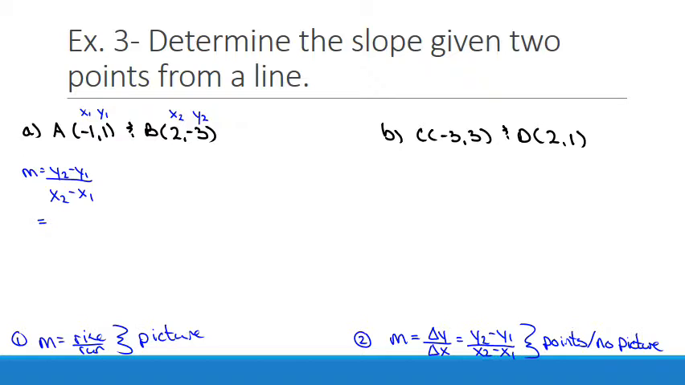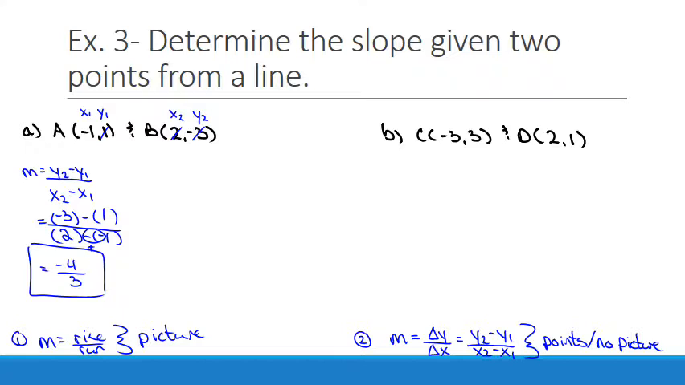All right, so once you know that, now it's just plug it in and work it out. So I'll use some open brackets here. I like to do that so I don't lose any signs. So y2 is negative 3. y1 is 1. x2 is 2. And x1 is negative 1. You can see here I have a sign to watch, and I want to make sure I don't mess it up. Negative 3 subtract 1 is negative 4. 2 plus 1 is 3. Here's my slope: negative 4 over 3.